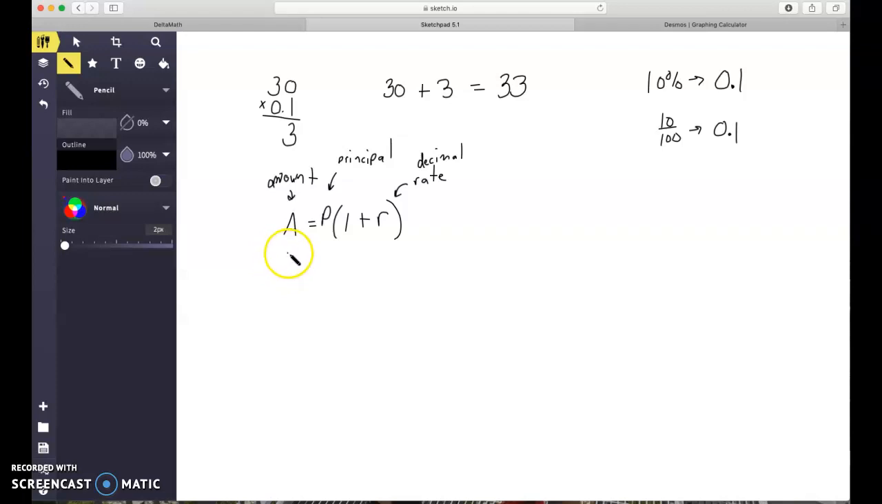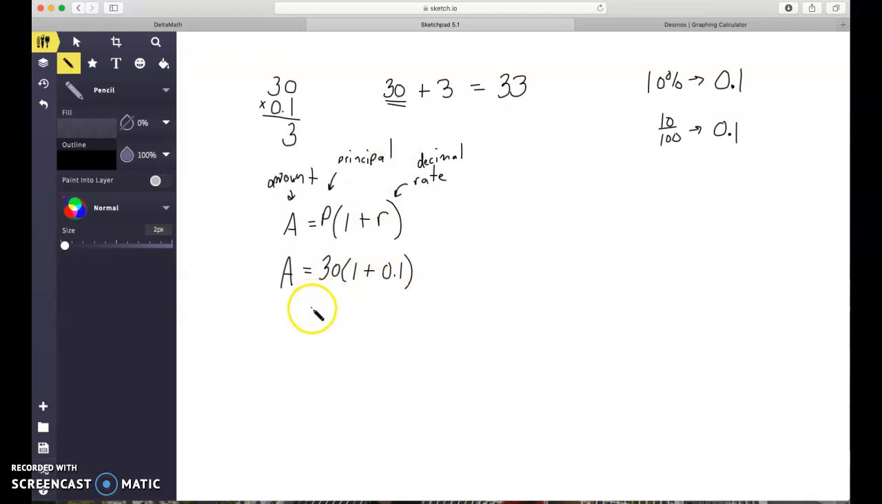Sorry about this, guys. But if we're using our percent increase formula, our total amount, which we're hoping to find, is going to be our 30 times 1 plus our 0.1, which is that rate. What this represents is that 1 is 100%, or that original amount, and then that 10% is how much it's going up by.